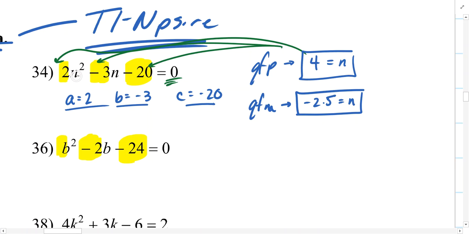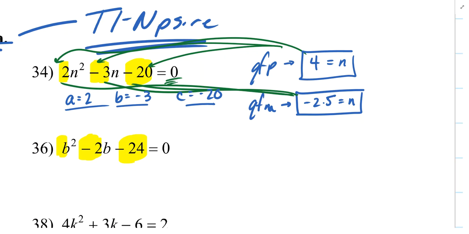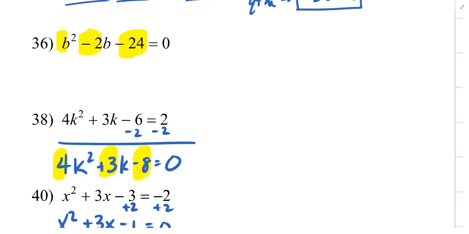So when you substitute a 4 in place of n, you'll get an equation that equals 0. And when you substitute negative 2.5 into this equation, you'll also get an answer that equals 0. There are no other numbers that will make that happen. So that was a bit of a lengthy conversation just to answer one problem. Let's see if we can go faster with number 36.